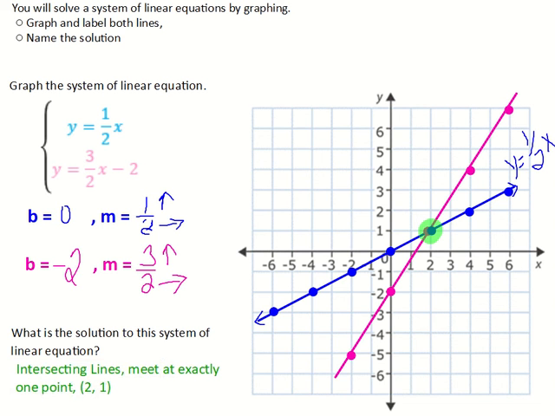Remember, when you name your solution, always give the x value first, followed by the y. So again, when you name your point, x value first, followed by the y. So the solution to this system would be the point 2, 1.